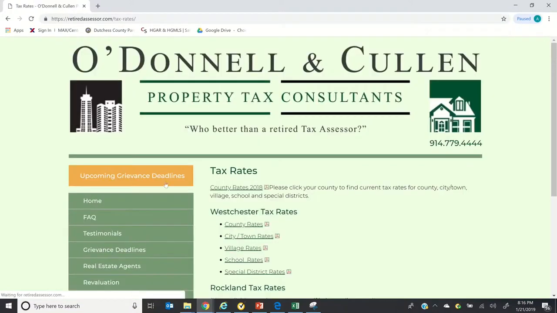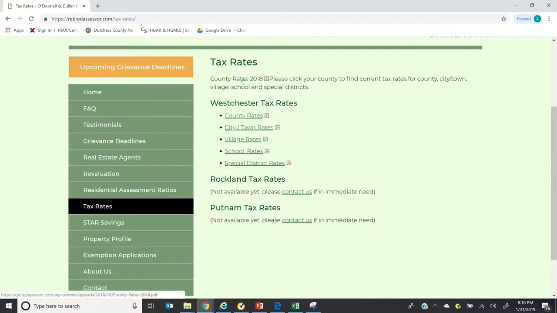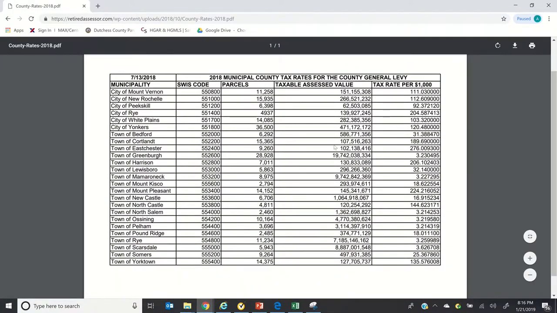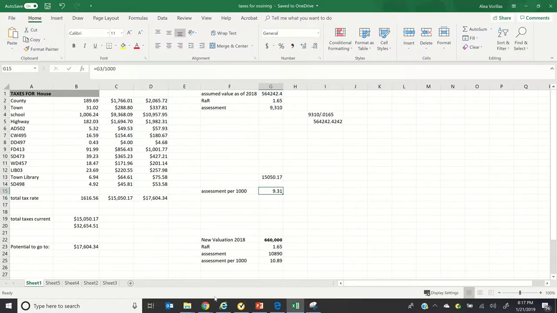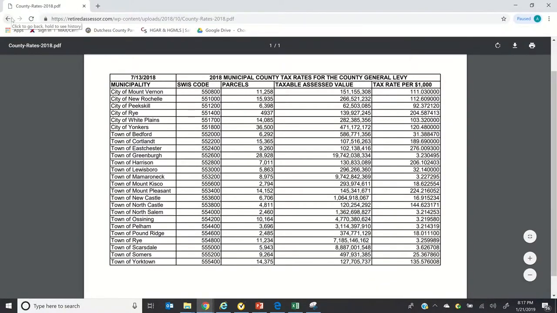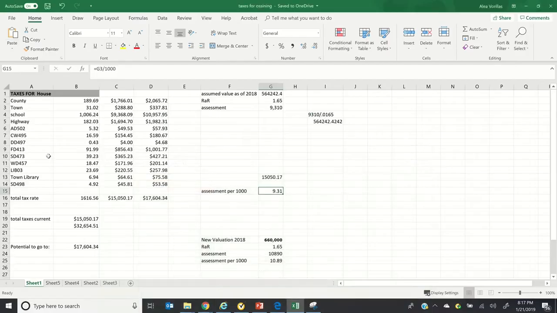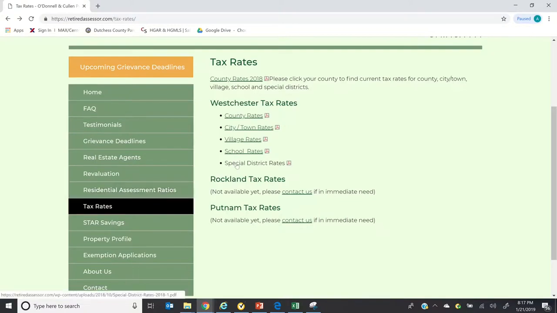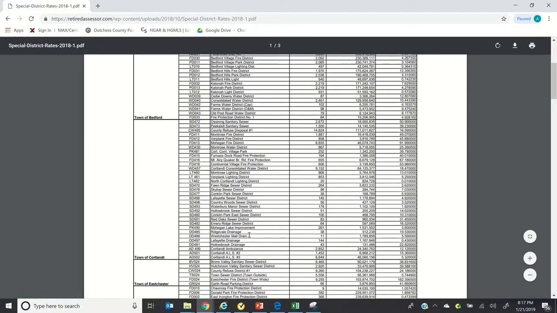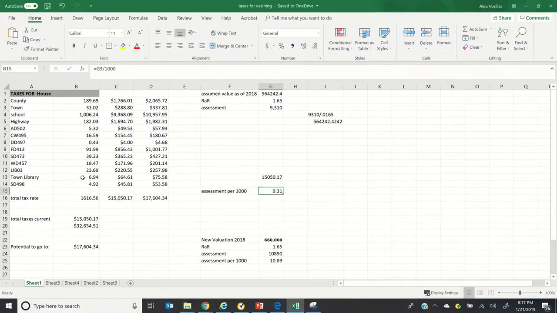On the left-hand menu, I go into tax rates, and voila, it gives me all the tax rates. So first thing, I go into county, locate the town of Cortland, copy and paste the tax rate per 1,000 into my spreadsheet, and then go back in the browser and do the same for the town of Cortland, copy and paste it into my sheet, and so on and so forth. When you get to the special districts, it's the same thing, except you're looking for a multitude of special districts by their code, and you just copy and paste the tax rate per 1,000 into your spreadsheet for the corresponding code. Okay, that's pretty much it.